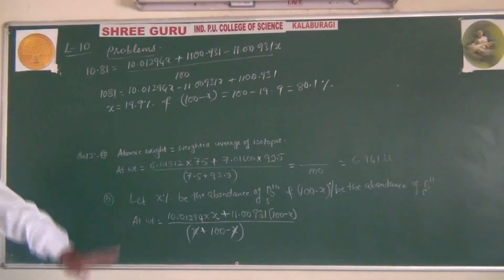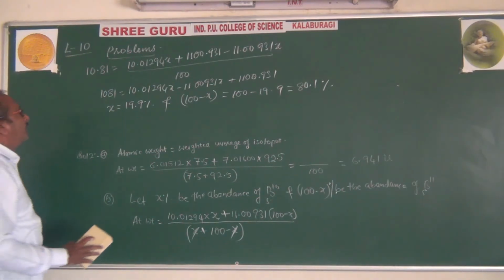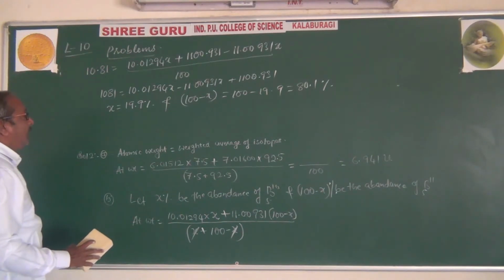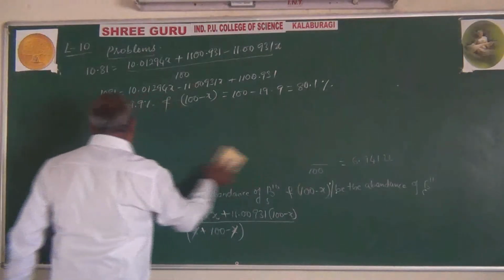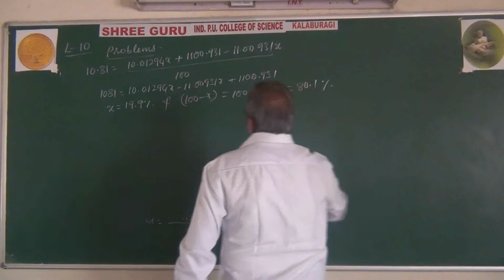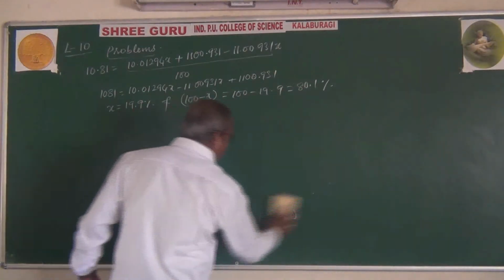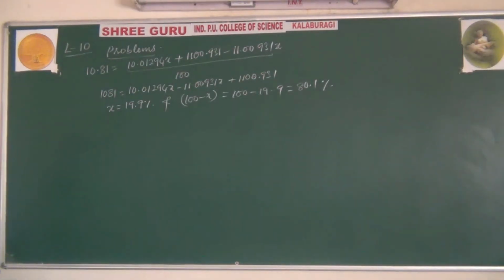You solve for x, and once x is solved you will get the value. This is about the determination of atomic weight and the abundance present in the element. This is one of the numericals. Now next we will go to the second question, which is also similar to this one. Here is the question: the three stable isotopes of neon.